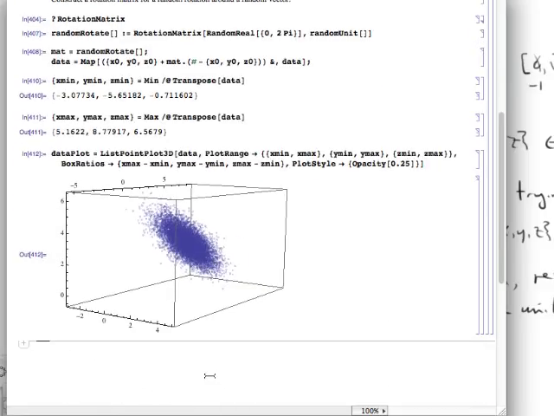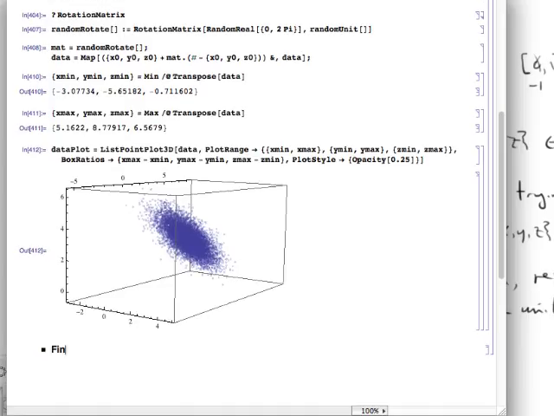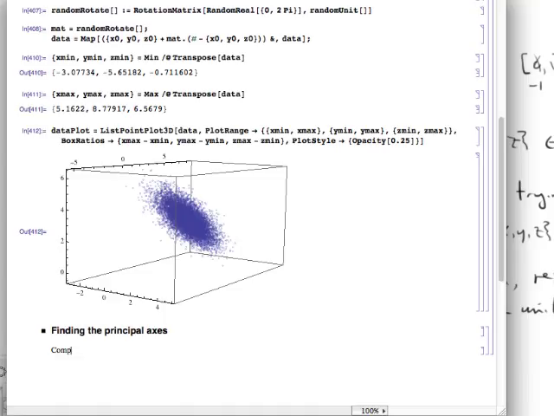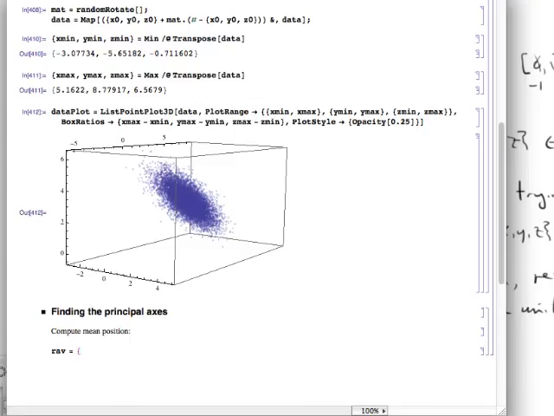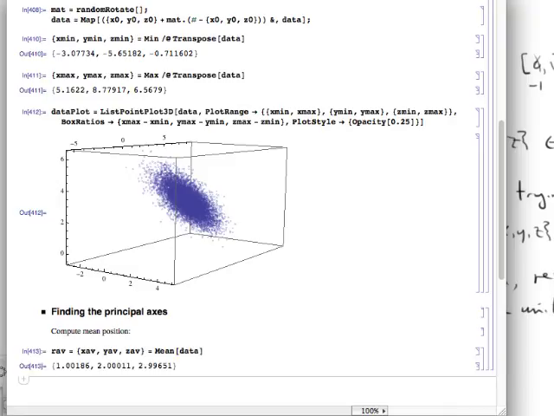Now we want to go about finding the principal axes. Okay, so first we compute the mean position. This is our fake data, right? Randomly rotated and so forth. Of course, we know what the mean position is because we produced this, but now we're going to pretend we don't, and we just say the average positions are the mean of the data. Okay.